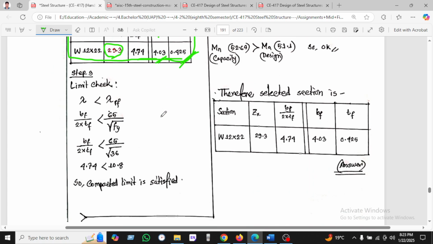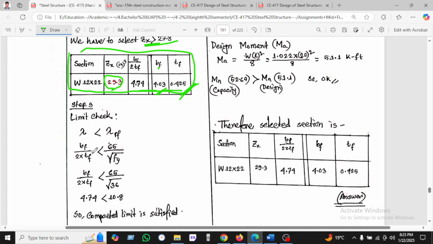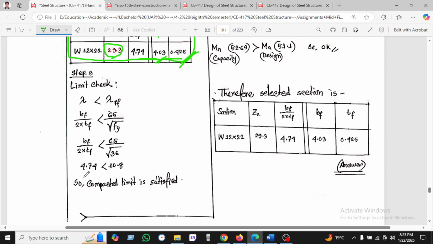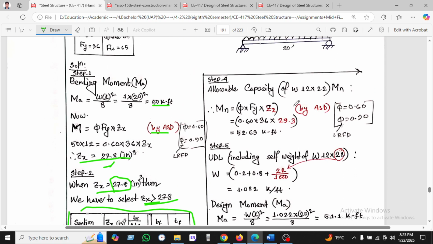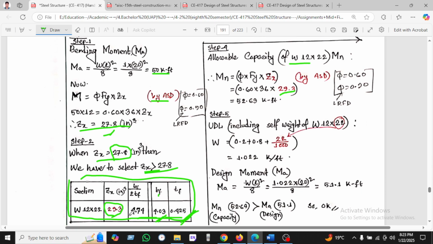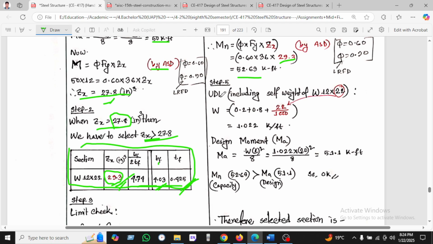Okay. So now we check the limit, bf divided by 2tf equal to 65 over root Fy, and we have found this compact limit is satisfied. And in step 4, we check the allowable bending capacity of the section. We have used Zx, the new Zx. We have found 29.3, which is taken from the AISC manual, and found 52.65, and for the UDL we can see w into 0.2 into 22 divided by 100.